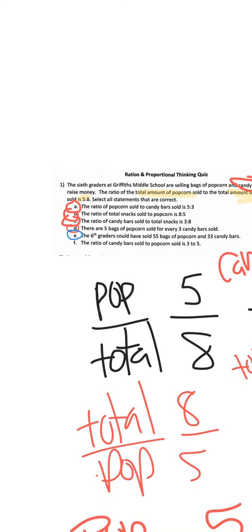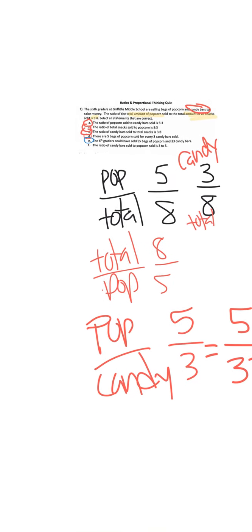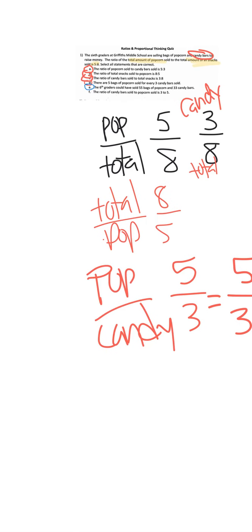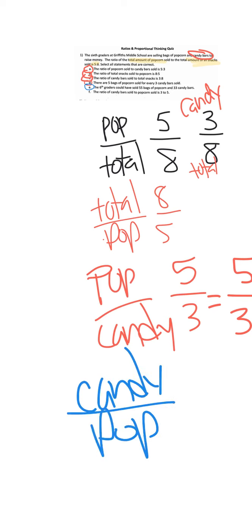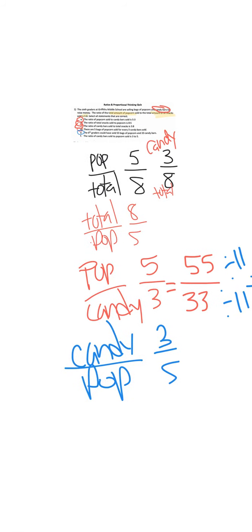And the last one, the ratio of candy bars sold to popcorn sold is 3 to 5. So this one says candy to popcorn, and it says 3 to 5. Is that the same? It sure is, right? All I did is I flipped my things over. See how popcorn's on top here? Let me get my laser. Popcorn's on top over here, and that's on the bottom. Candy's on the bottom over there, and it's on top over here. So my fraction kind of flips, right? 3 to 5, 5 to 3, 3 to 5. And so that is also correct.